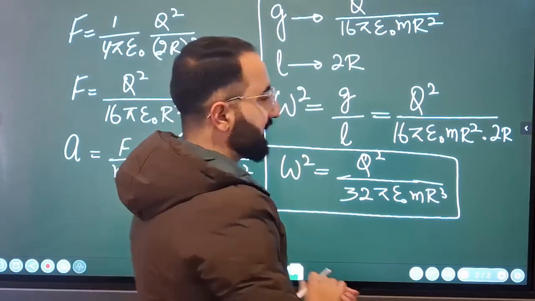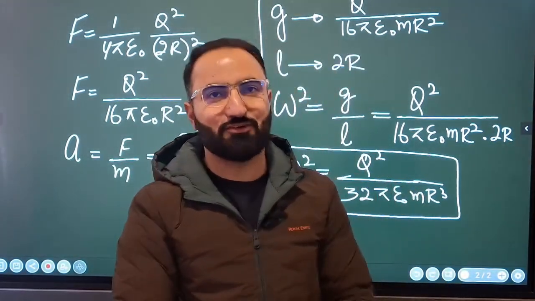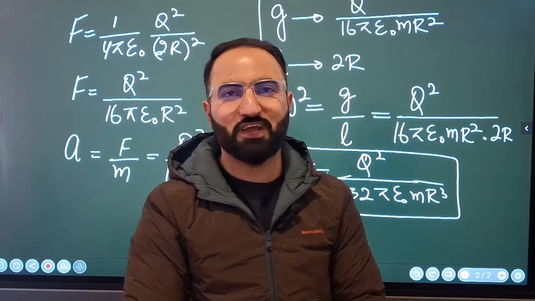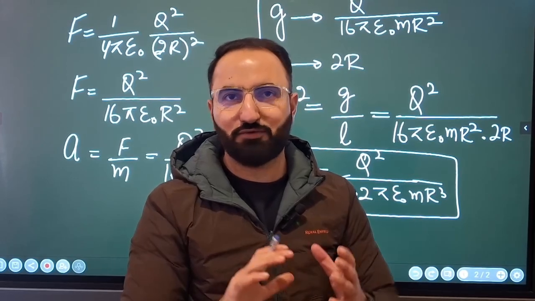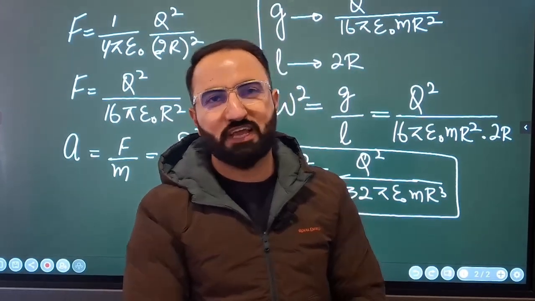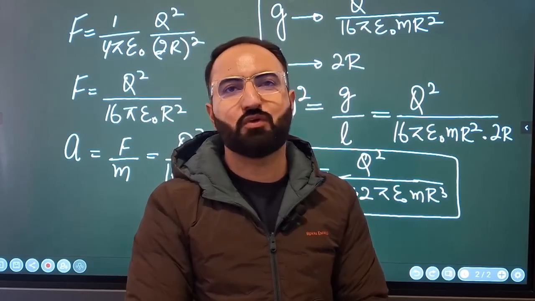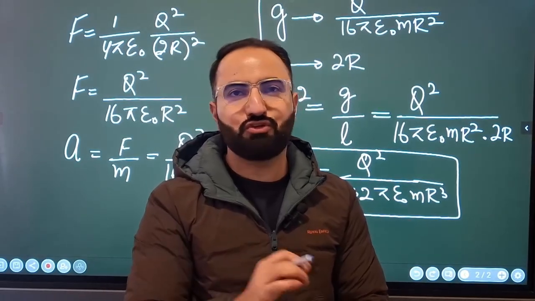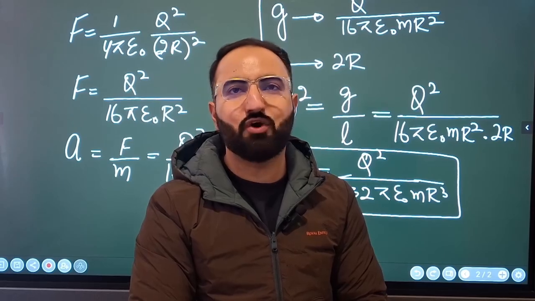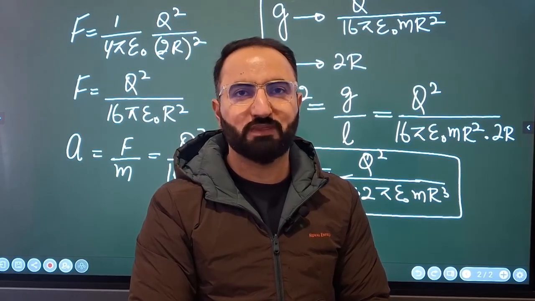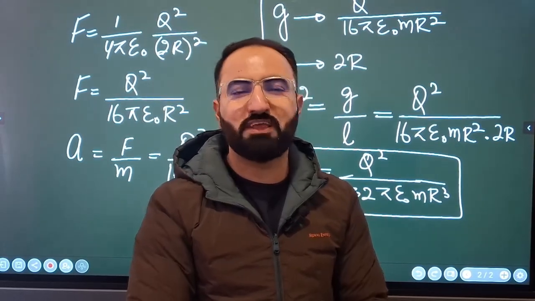I'm sure that this example is crystal clear to you. Essentially, what I have done is simply find which physical quantity represents g and which physical quantity represents L. Then I substituted those two values in the equation and got the square of the angular frequency. See you next time with one more mesmerizing problem.